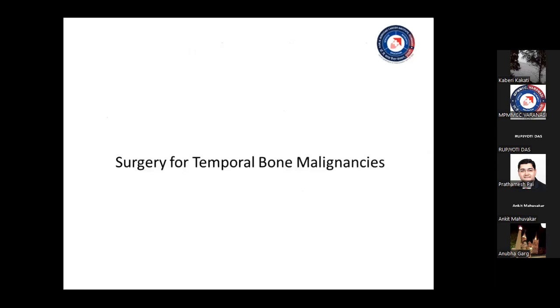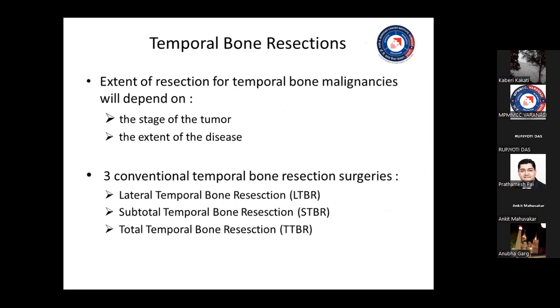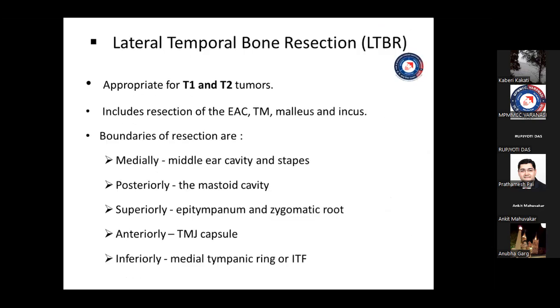So coming to the surgery for temporal bone malignancies, the extent of resection will depend on the stage of the tumor and the extent of the disease. Usually 3 conventional resection surgeries are followed: the lateral temporal bone, the subtotal temporal bone, and the total temporal bone resection. The lateral temporal bone resection, the LTBR, is usually used for T1 and T2 tumors and includes resection of the ear canal, the tympanic membrane, malleus, and incus. The boundaries usually include medially the middle ear cavity, posteriorly the mastoid, superiorly the epitympanum and the zygomatic root, anteriorly the TMJ capsule, and inferiorly the medial tympanic ring or the ITF.